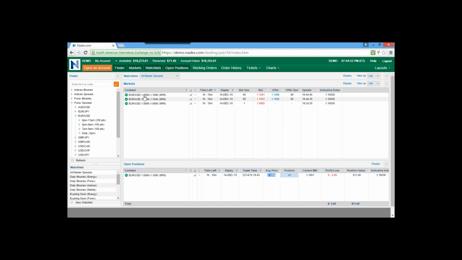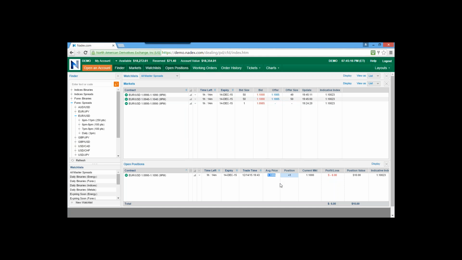So if I buy a spread, see, here's the spread. Here's floor and ceiling. I got an hour and 15 minutes to expiration. I can sell a spread for this price or buy a spread for this price. Offer is what I can buy it for. Bid is what I could sell it for, right? So I bought it.